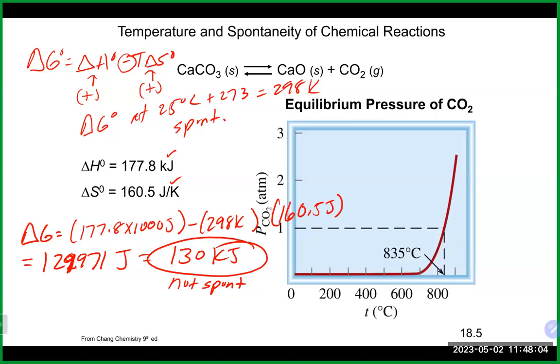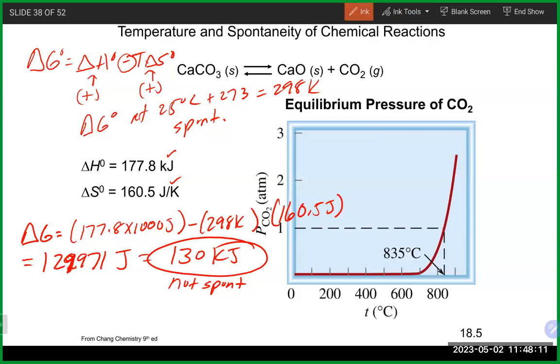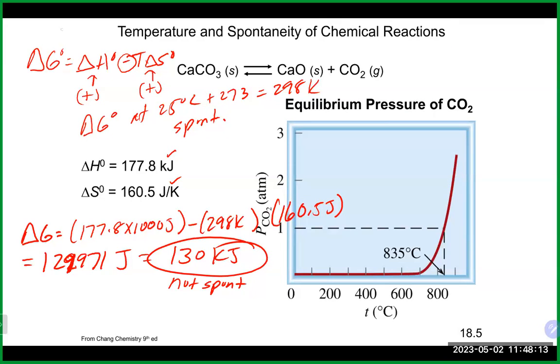So can we figure out when this would become spontaneous, at what temperature that might occur? And we can. We could actually use our same equation here. We know that in order for this reaction to become spontaneous, delta G has got to be negative, so that is the other side of zero, basically. So 0 equals our delta H minus T delta S. If I rearrange this and solve for my temperature, here would be the delta H divided by the delta S.